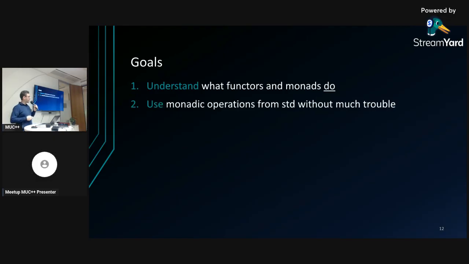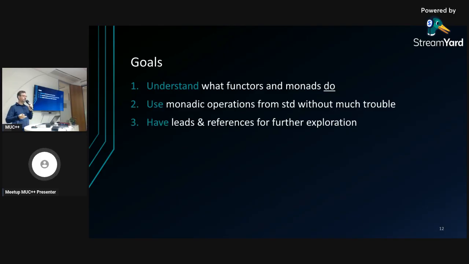And the next one is how to use the monadic operations that come with the standard library. That includes ranges, optional, expected. And I want to give you more material. If you want to dig into this topic, there will be a link at the end of the presentation. You will find all the source code there, Compiler Explorer links, and links, materials, articles, videos.